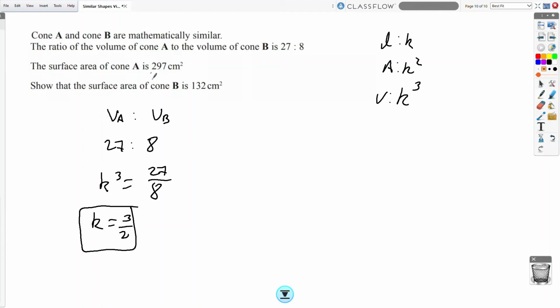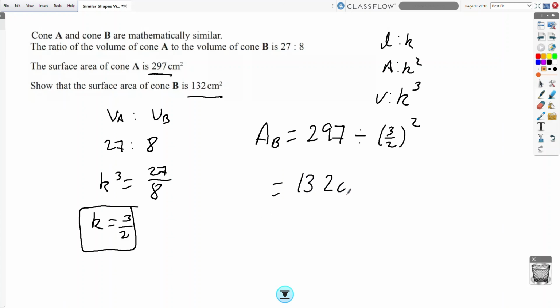So the surface area of A is 297. We need to show that the surface area of B is 132. So if you know that B is the smaller shape, we're going to divide by the scale factor. So the area of B is the area we're given of A, which is 297, divided by our scale factor, which is 3 over 2 squared. So on our calculator, we're going to do 297 divided by 3 over 2 squared, which gives us, as we have in the question, 132 centimeters squared.